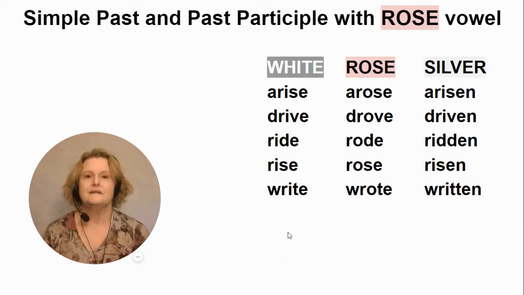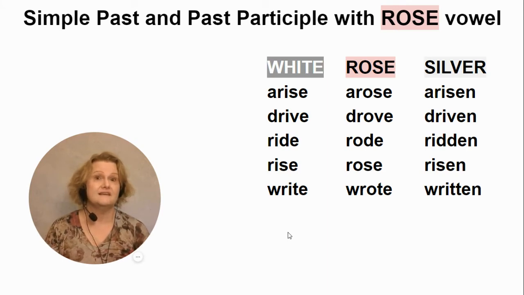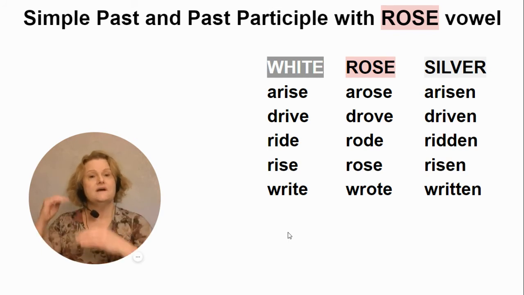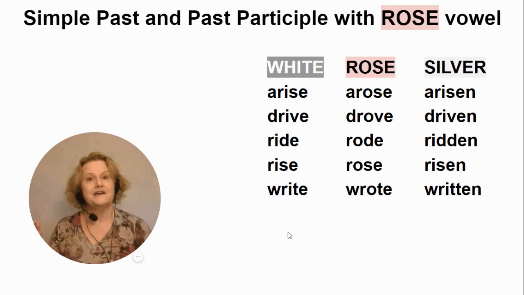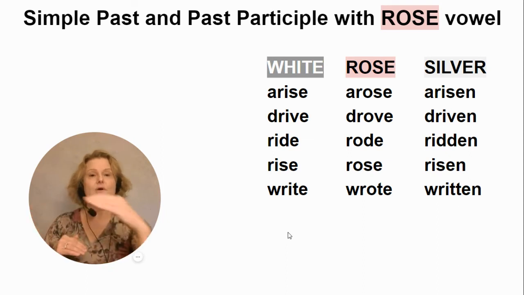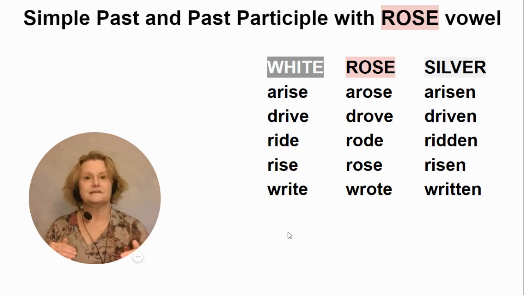And here only the simple past is with the rose vowel. The base form is with the white vowel, which is a long I. And the past participle is with the silver vowel, which is the I, as in silver. So we have arise, arose, arisen, drive, drove, driven, ride, rode, ridden, rise, rose, risen, write, wrote, written.